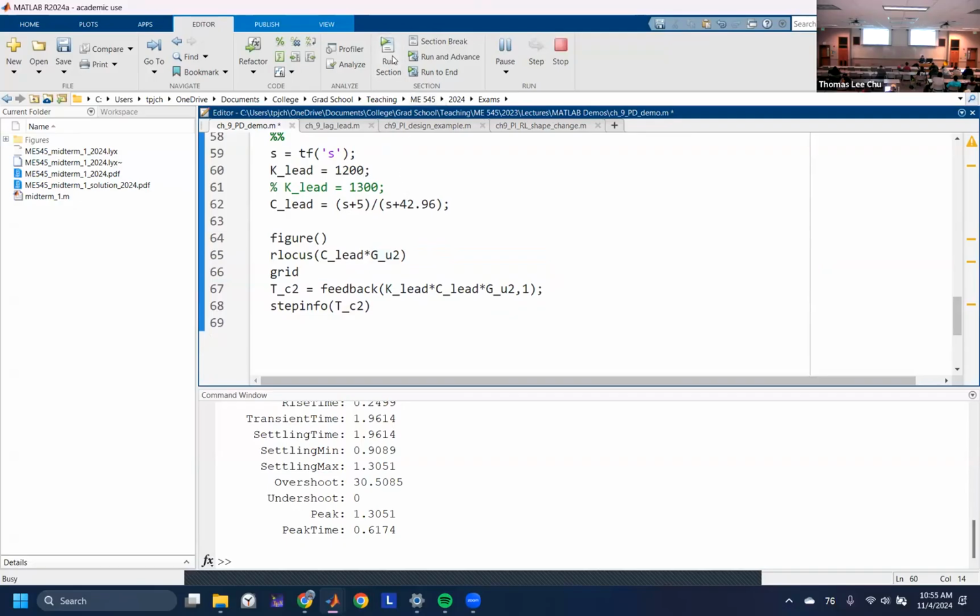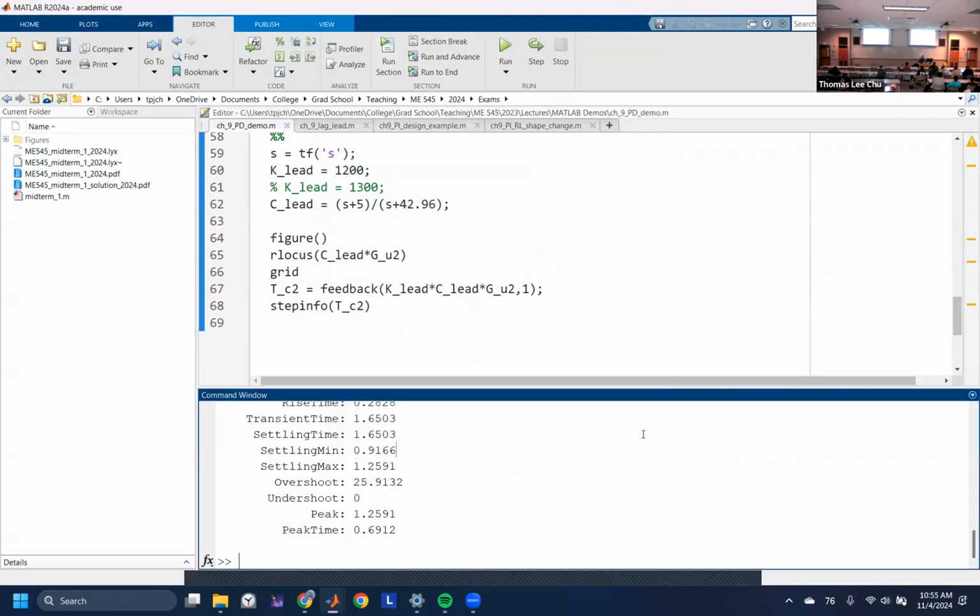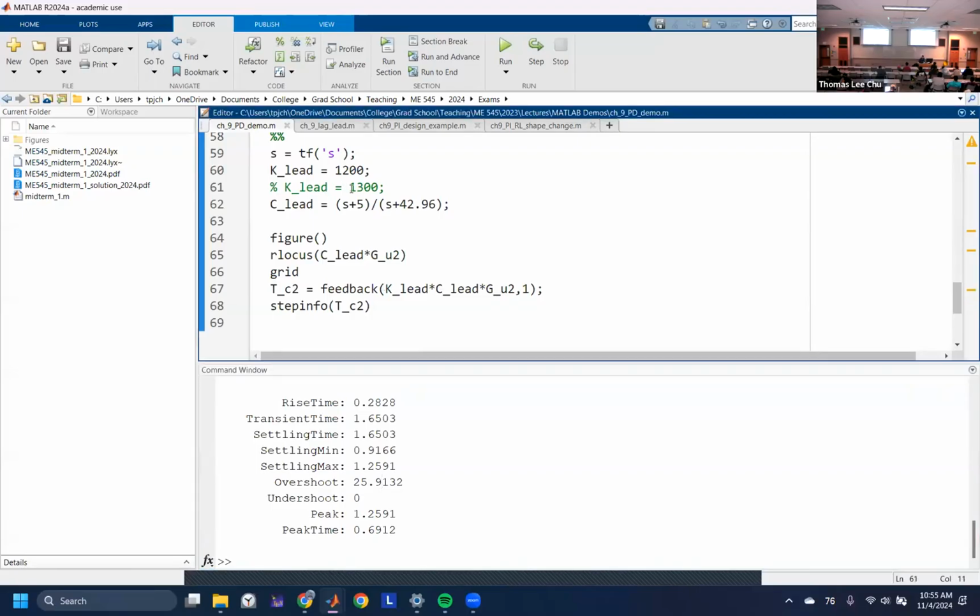It's a trade-off. So if I reduce it to 1,200, we can see our settling time actually improves a lot to 1.65, and our percent overshoot is much lower. So it works. We actually perform better by reducing the gain of the system. But I don't really mind.